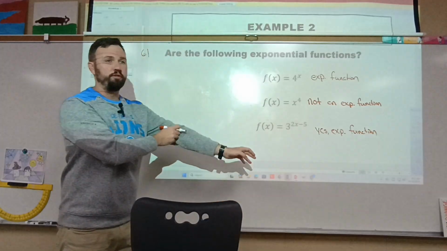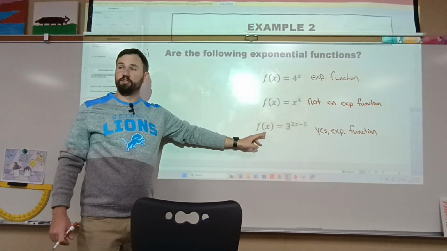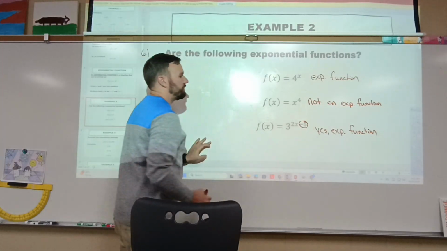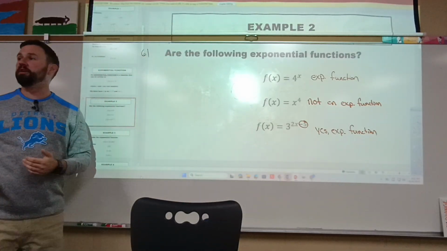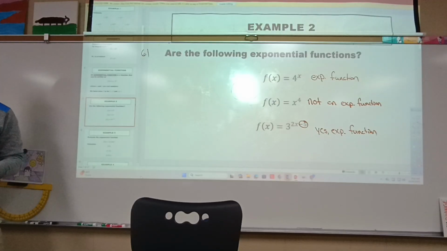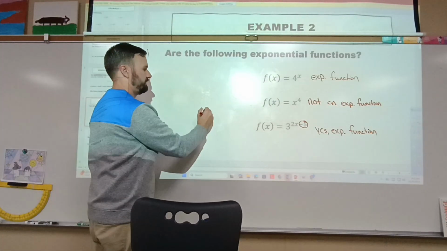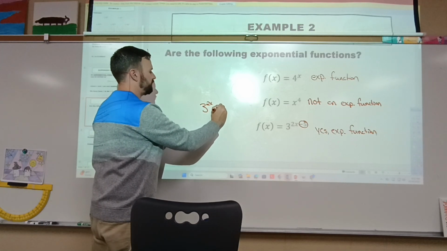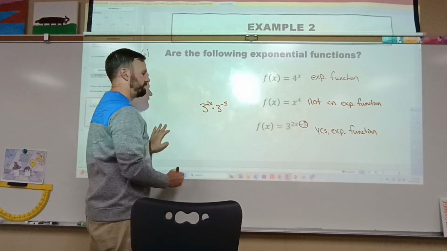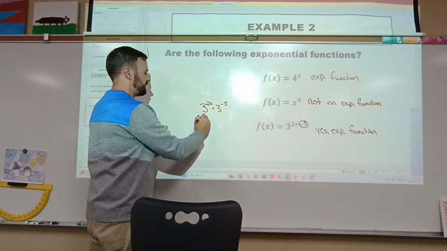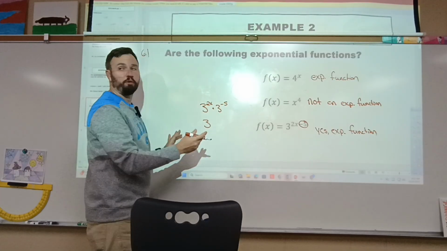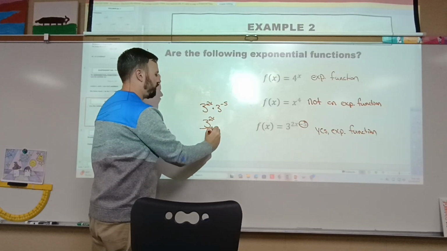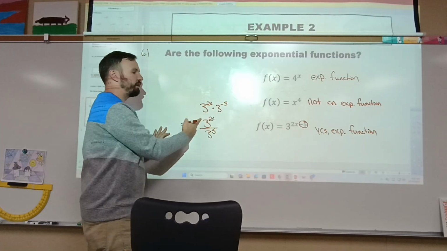Now, do you want to prove? I'm going to show you guys why precisely that is because it looks a little bit different. We have a minus 5, right? What does it mean when I subtract an exponent? What am I actually doing? That's 3 to the 2x times 3 to the negative 5, right? So that's the same thing. You don't have to go through this proof, but I do want to show you guys why it is. That's 3 to the 2x over 3 to the 5. I'm using my exponent rules, right?